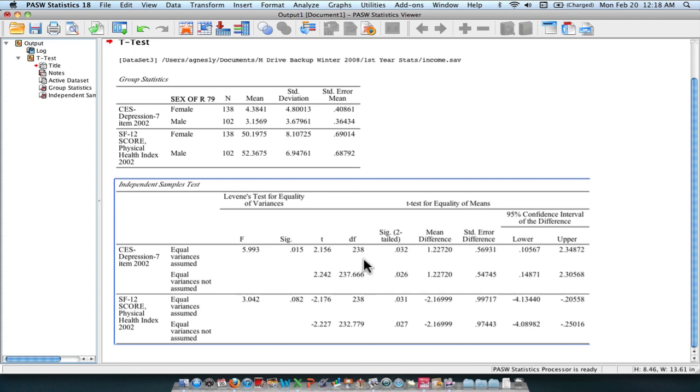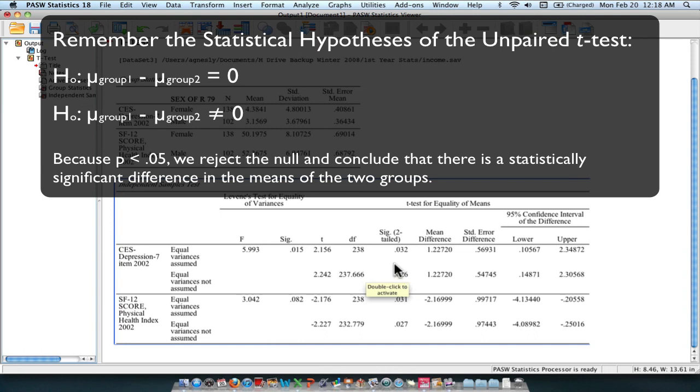You can see that when our variances are not assumed, we get penalized in our degrees of freedom. In this case, because we have a large enough sample size, the penalty is not that great. But with smaller samples, you'll see a much bigger difference in our degrees of freedom. So what we see here is that the p of our t-test is less than 0.05, which means that males and females are significantly different in depression.